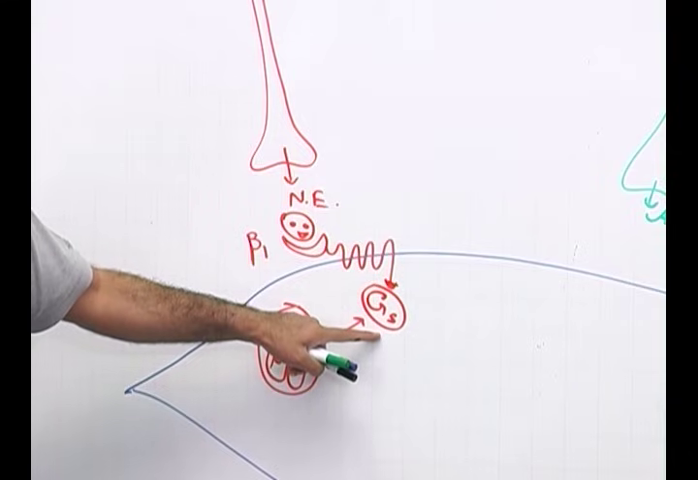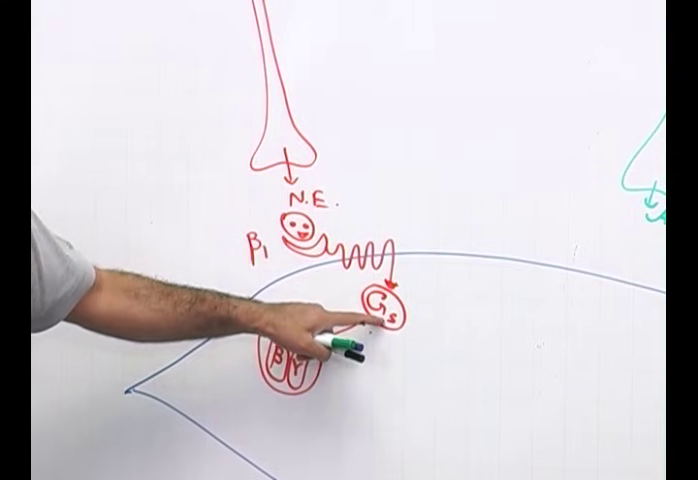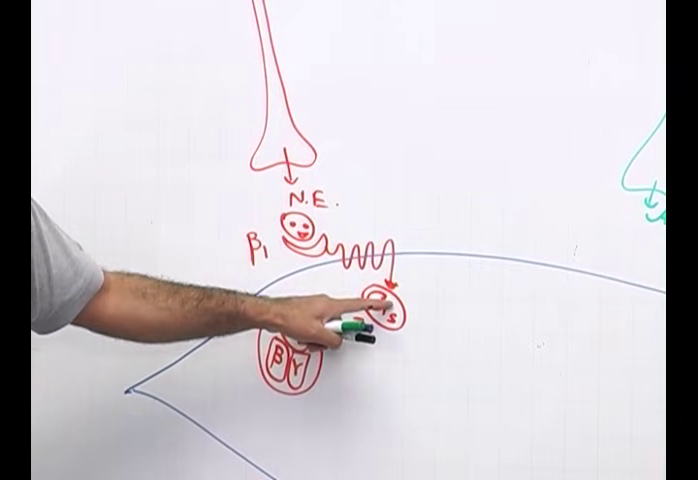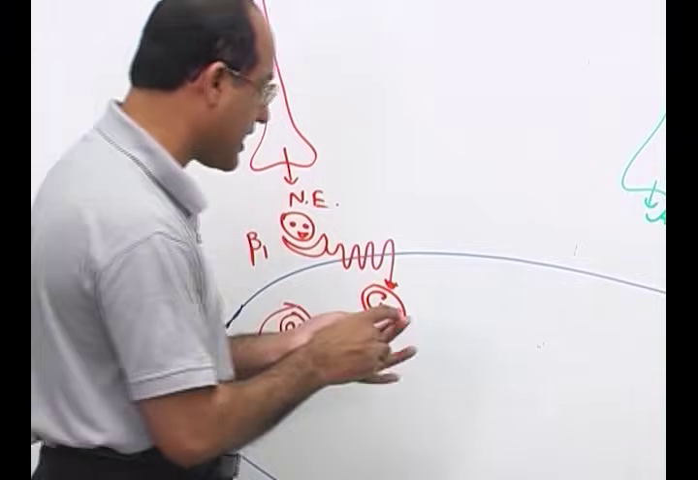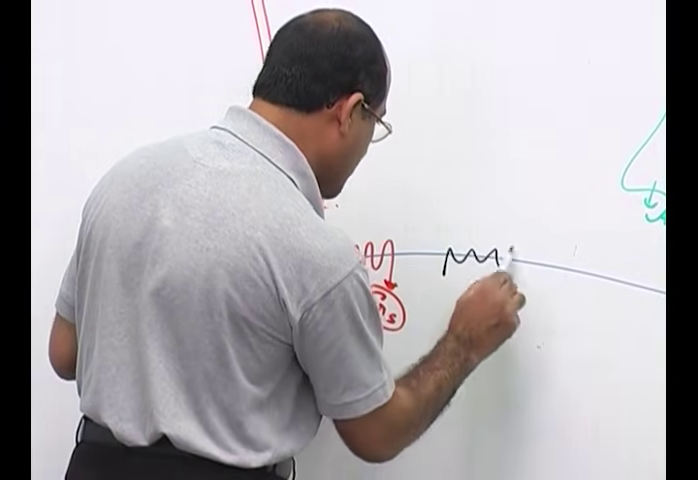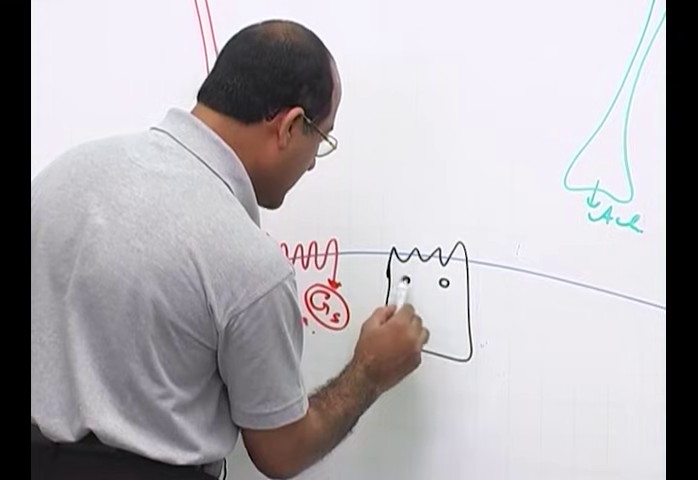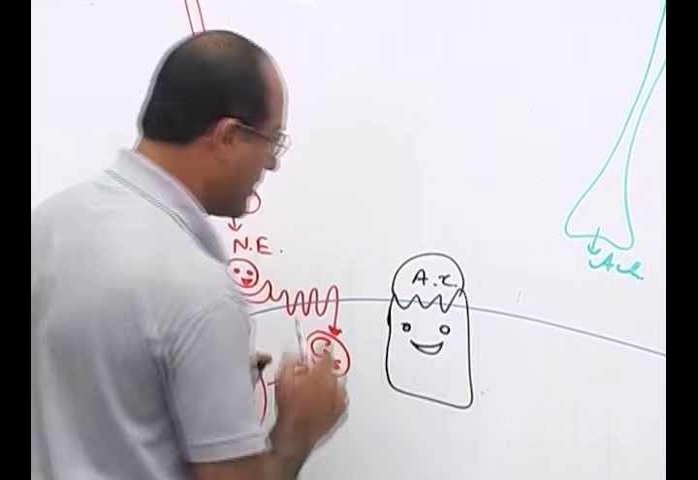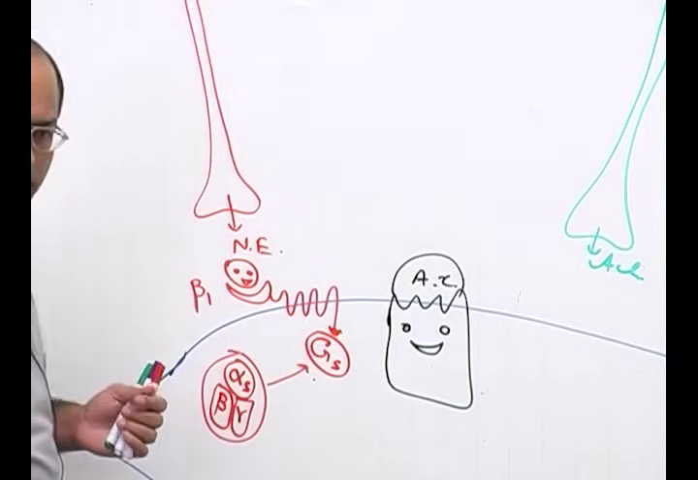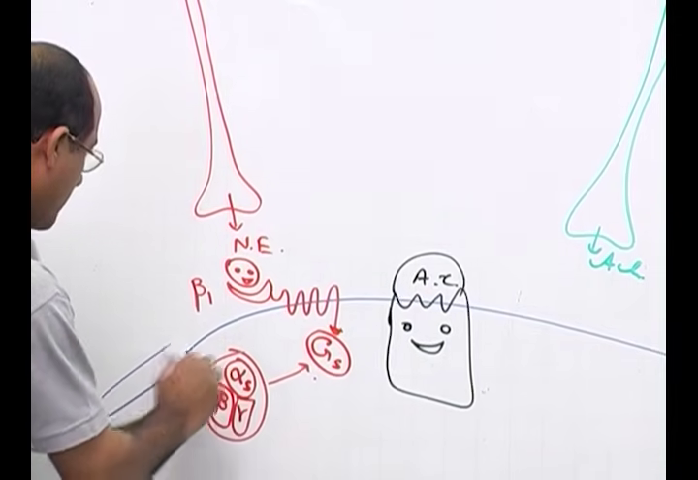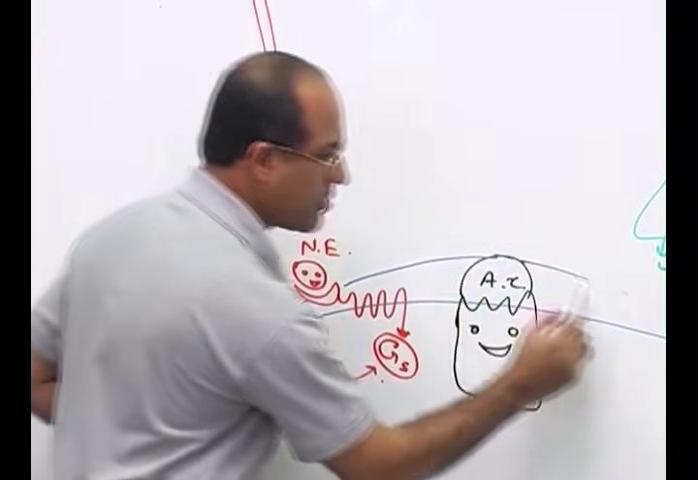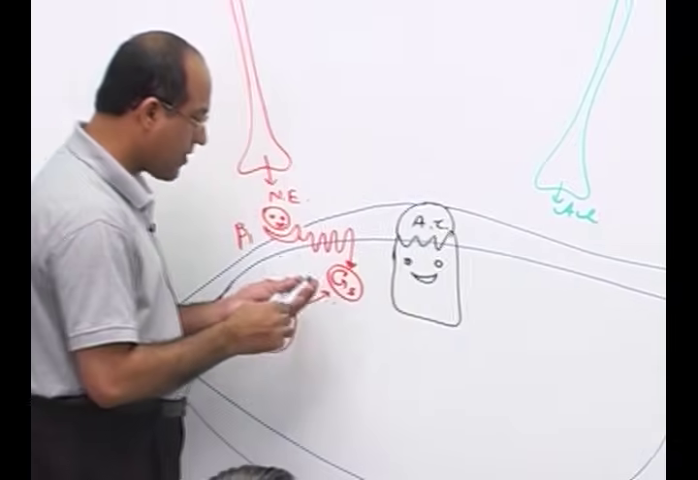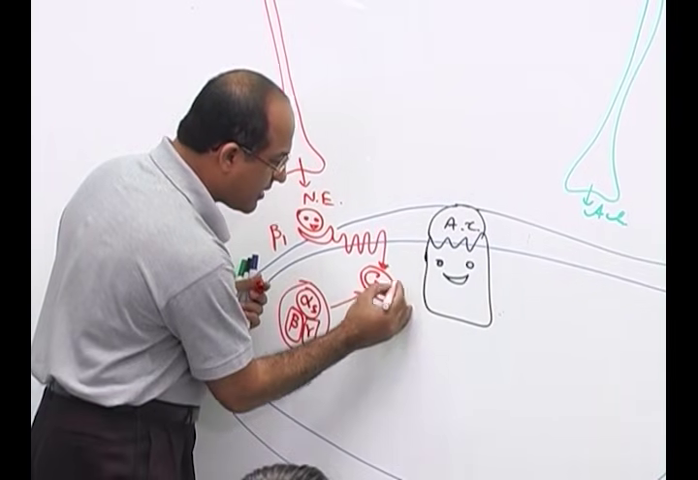I will not go into detail. You must be knowing that G stimulatory will lose GDP, acquire GTP on its alpha component, and that alpha component will stimulate a very special type of enzyme, and this special type of enzyme is called adenylyl cyclase. Actually, this is present on the internal membrane, right? Now, adenylyl cyclase will be stimulated.